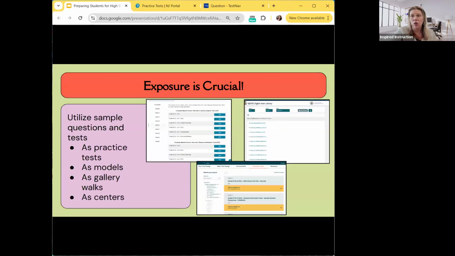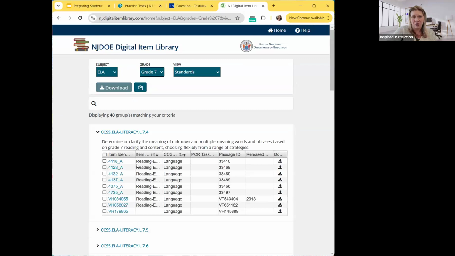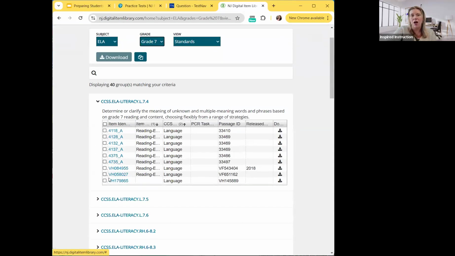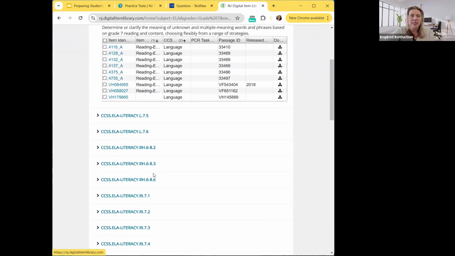So in New Jersey, we have 3 different places that we can go to for sample tests and sample questions. You have the digital item library. And with the digital item library, you have different questions by standard. It tells you whether it's an EBSR or a TECR or an LAT or any of those things. So this is by standard, and that is super helpful.